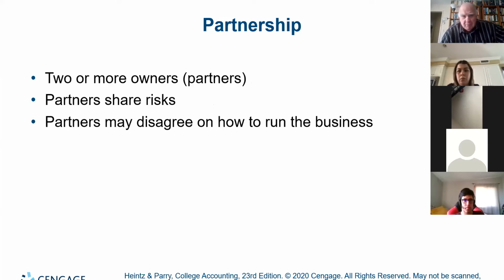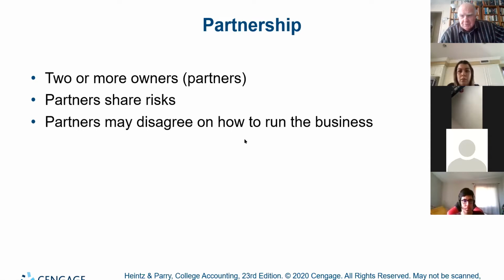Partnerships, 2 or more people, they share the risks. And if one partner dies, the business is automatically out of business. They have to restart again. And they too, for the most part, have the same personal liability.